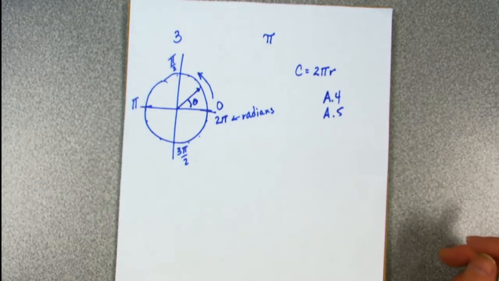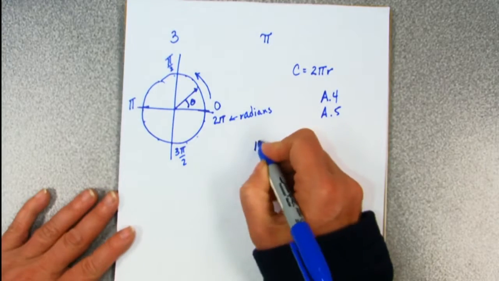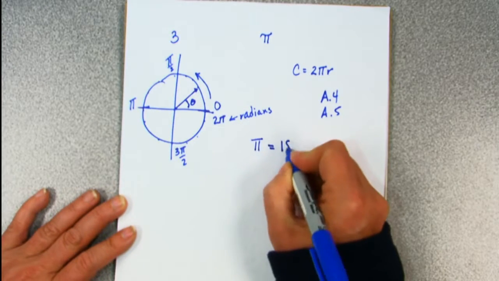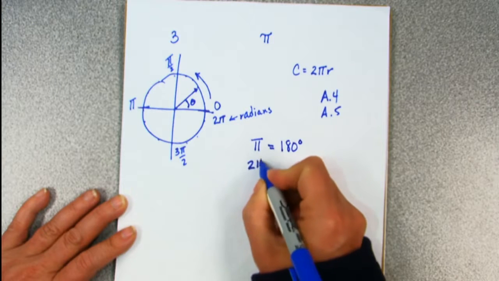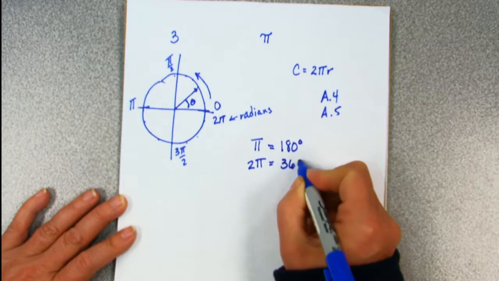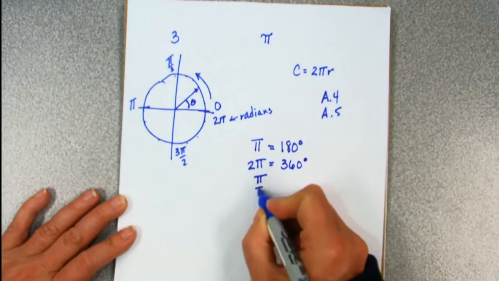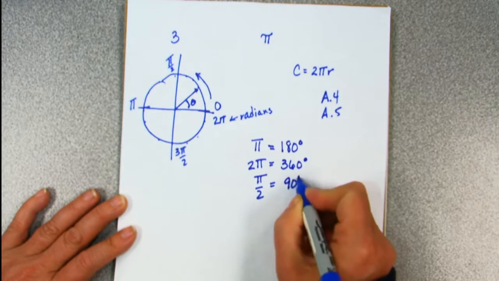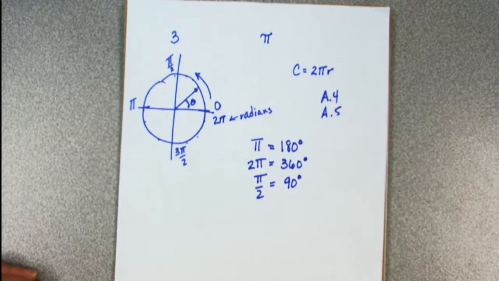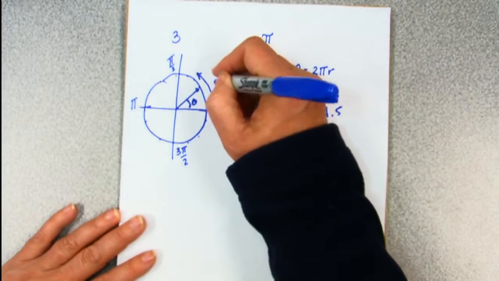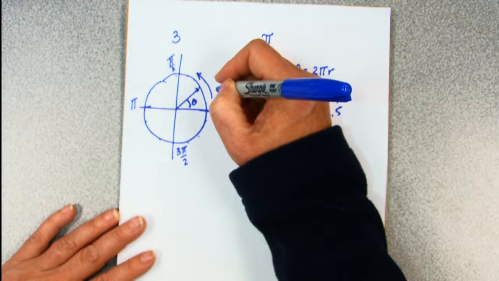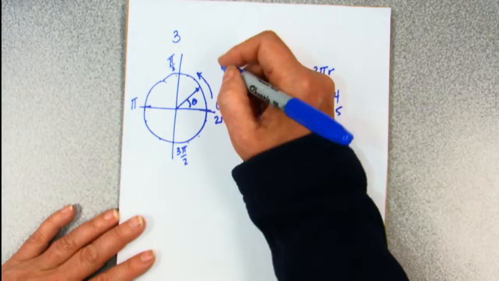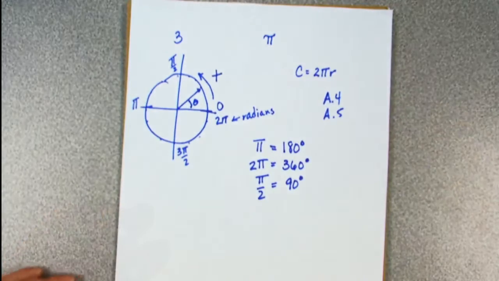So we can convert between radians and degrees fairly easily. Pi radians is 180 degrees. 2 pi radians is 360 degrees. And pi over 2 radians is 90 degrees. So we get it. Now counterclockwise, even though we don't like it, that's the way things work, is going to be a positive direction.